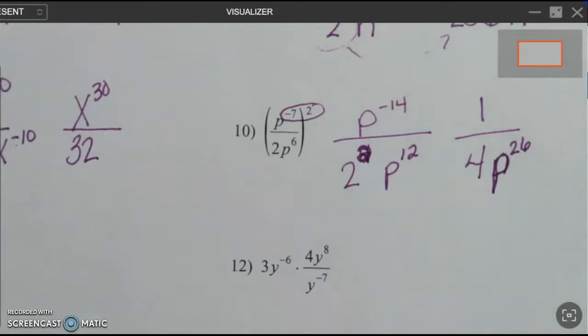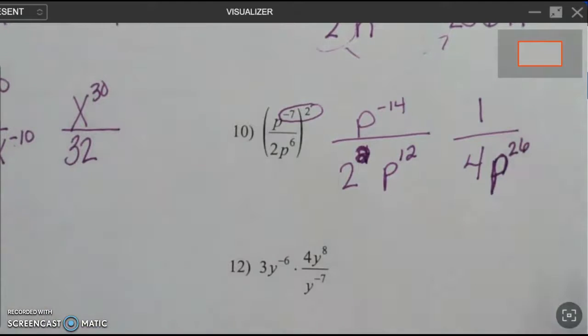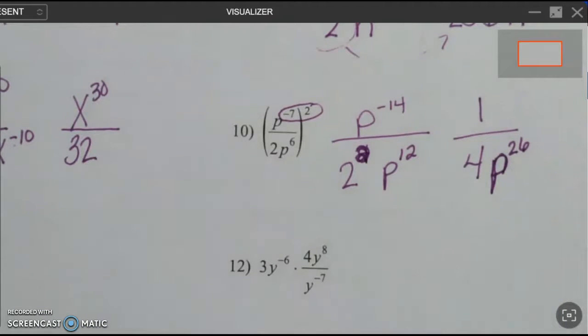Alright, so the two answers that we got were x to the 30th over 32, and then 1 over 4p to the 26. Okay? That gets you to that 2.5 to 3 range. How do I get a 3.5 or how do I get a 4? That's the next little piece.